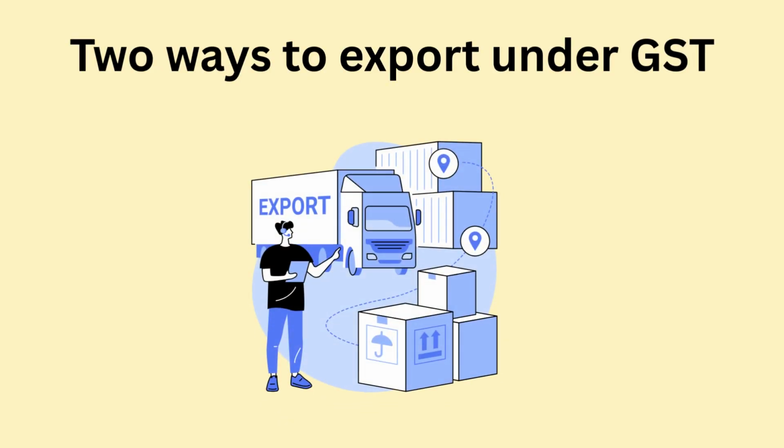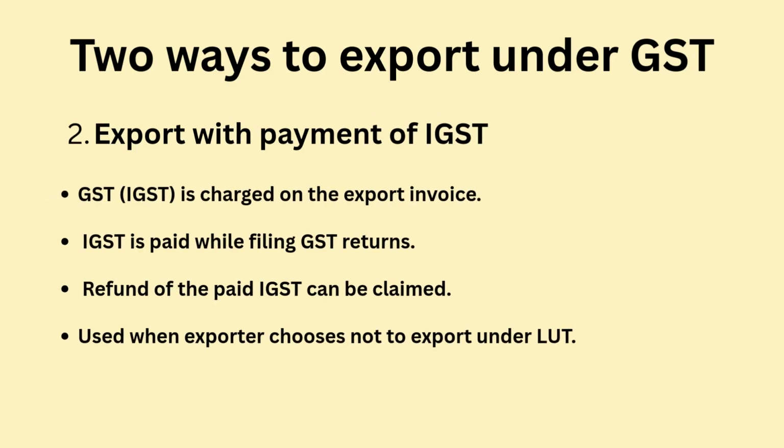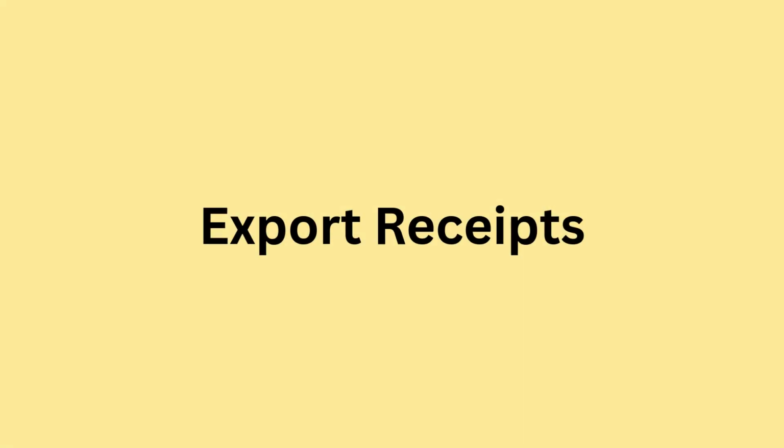As we saw, there are two ways in which exports take place. First, export under LUT or bond, where no GST is charged on the invoice. Second, export with payment of IGST, where IGST is charged and later it is claimed as refund. So, depending on the method you follow, GST may or may not appear on the invoice. As we saw, Zoho Books support both the scenarios. Let us now move to export receipts.